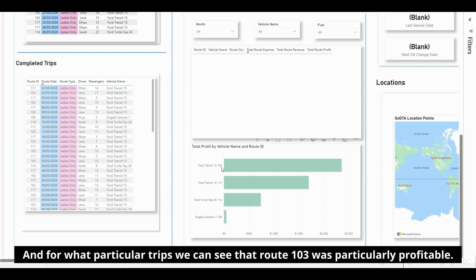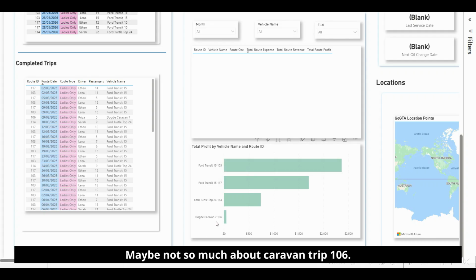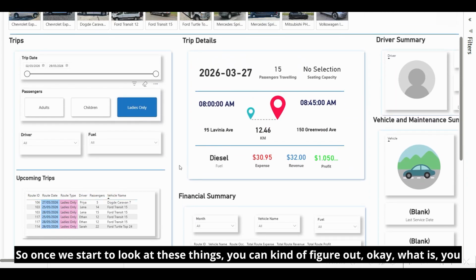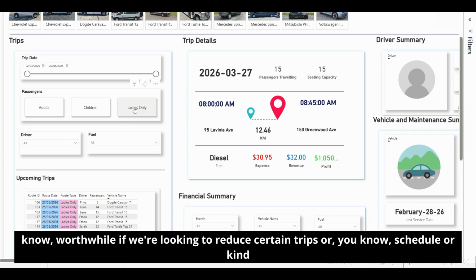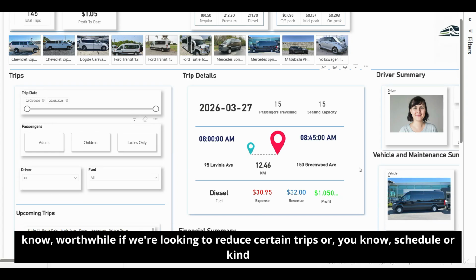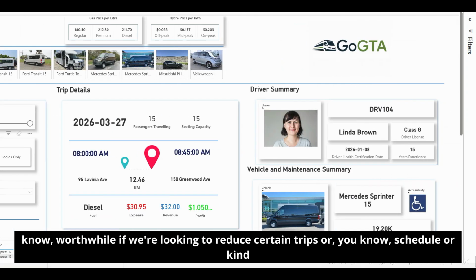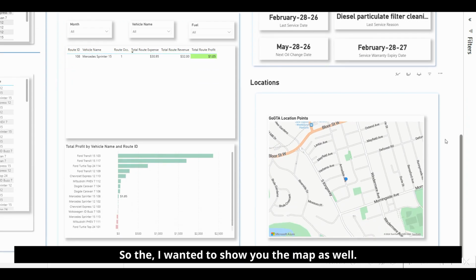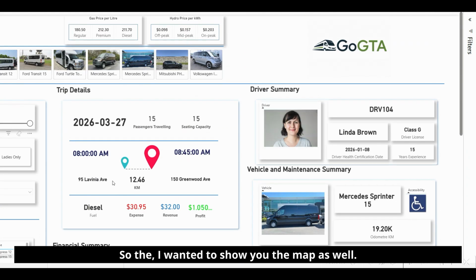We can see that Route 103 was particularly profitable. Maybe not so much the Dodge Caravan trip 106. So once we start to look at these things, you can kind of figure out what is worthwhile if we're looking to reduce certain trips, or schedule or kind of combine that type of thing. So I wanted to show you the map as well.